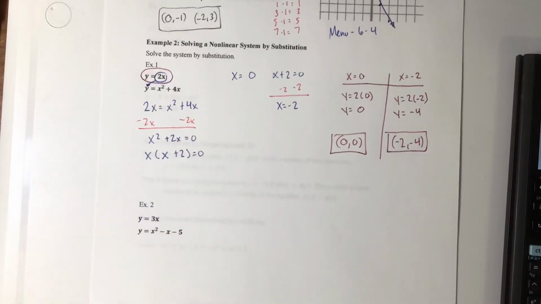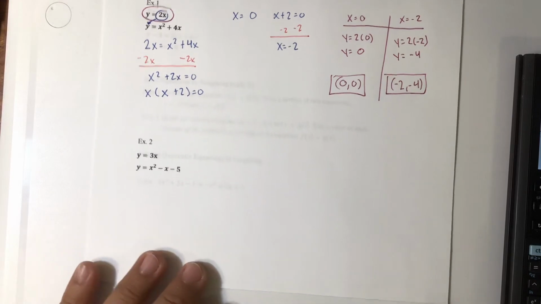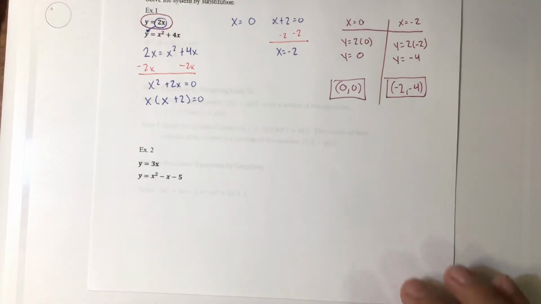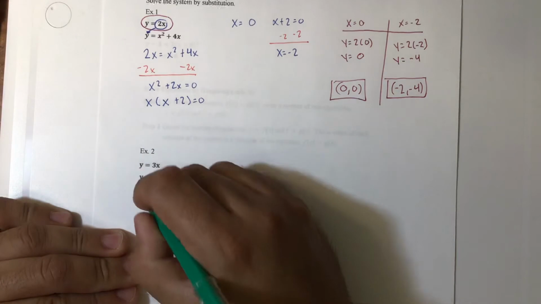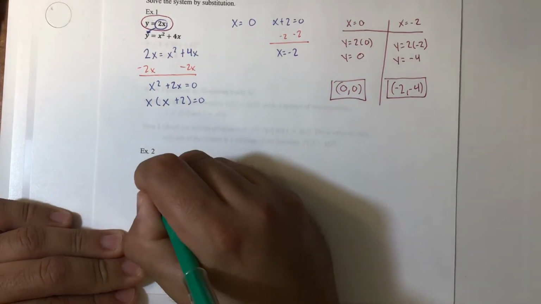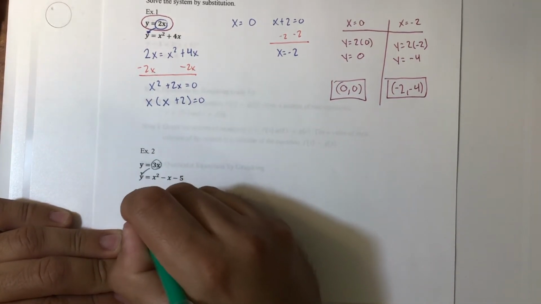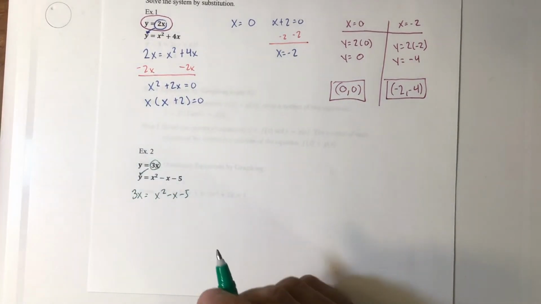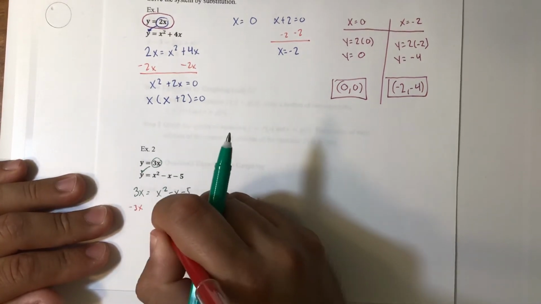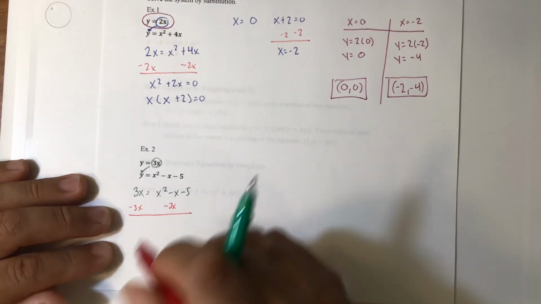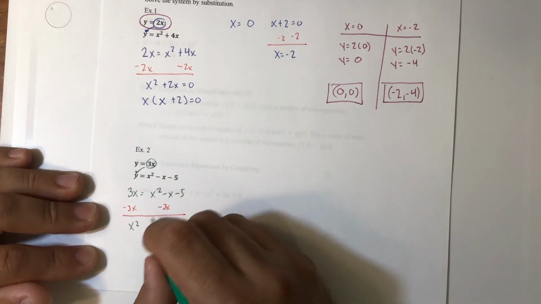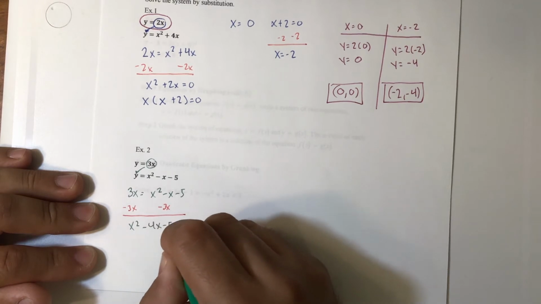Okay. The next example, same thing. We're gonna do substitution here. Make sure it's there. Okay, there we go. So let's take a look at this one. Again, they both say y equals, so I'm gonna take 3x and plug it in for this y. So we have 3x equals x squared minus x minus 5. We're gonna go ahead and subtract the 3x to the other side, and make sure we take it away from the correct term. So we have x squared minus 4x minus 5 equals 0.